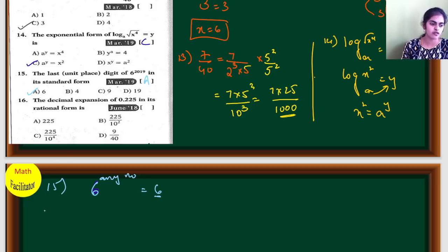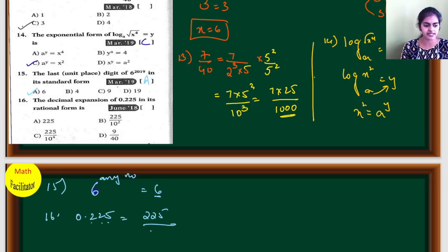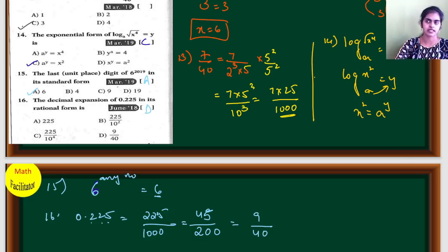The decimal expansion 0.225 in its rational form. You can write it as 225 divided by 1 along with 3 zeros, since there are 3 decimal places. Where is the answer? There is no answer like 225 over 1000 here, so let us simplify this further. I can cancel by 5: 5 4s are 20, 5 5s are 25, and 5 2s are 10. Again I can cancel: 5 9s are 45, 5 4s are 20. So 9 by 40 is the correct answer.